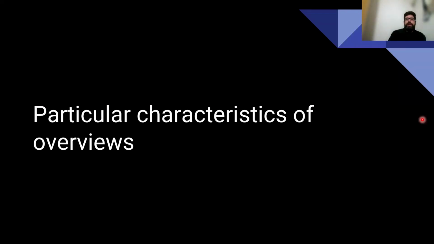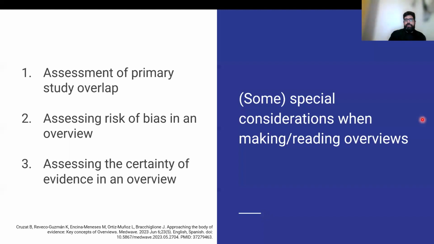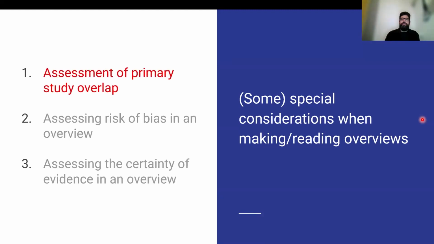And there are some particular characteristics of overviews. So I think these 3 are the main special considerations when making or reading overviews. The first one, that I think is the most important one because it's probably the most unique, is the assessment of primary study overlap. The second one is the assessment of risk of bias within an overview. And the third one is the assessment of certainty of evidence within an overview. But let's focus on the first one.